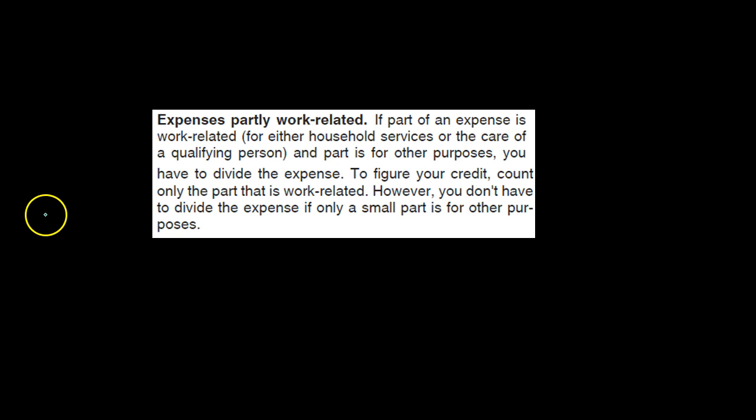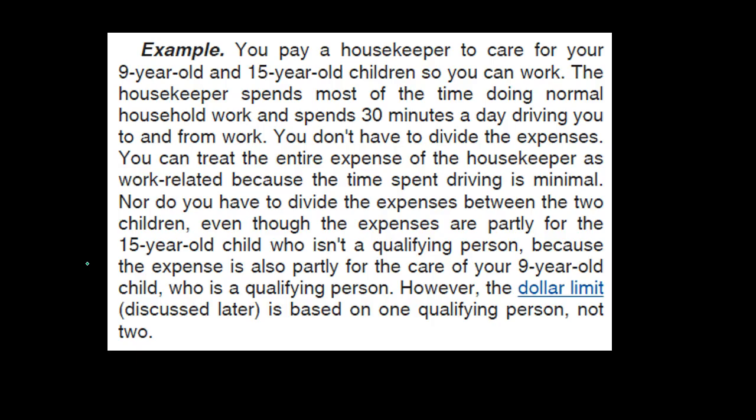Expenses partly work-related. If a part of an expense is work-related for either household services or the care of the qualifying child, and part is for other purposes, you have to divide the expenses. So we're going to say, okay, what's the amount that's going to be the work-related amount versus the non-work-related? To figure your credit, count only the part that is work-related. So only the work-related, of course, would qualify for this particular credit, given that's the objective of the credit, to be able to work with it. However, you don't have to divide the expense if only a small part is for other purposes. So if it's basically kind of immaterial part, then you don't have to divide it out.